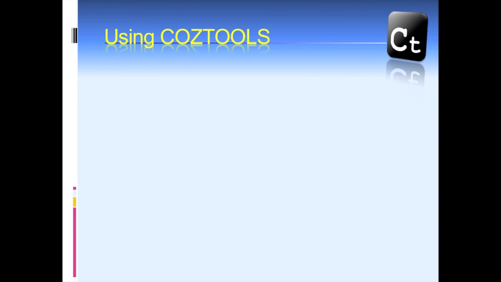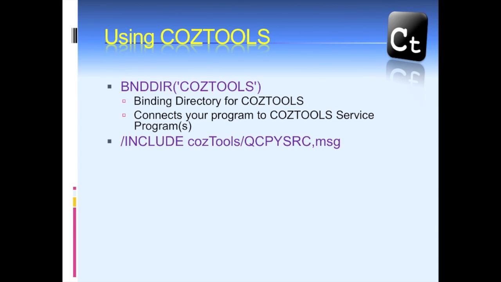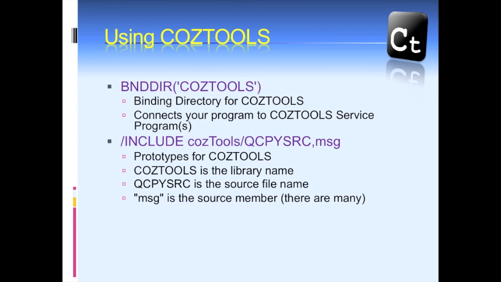So now that we're using Cozzi Tools, we know we can put the binding directory keyword up in the header spec, and that connects the program to the Cozzi Tools. We include the /copy statement, which has all the prototypes in it for the various things we want to use. Now we can be granular like I've done here and just include one specific set of prototypes.